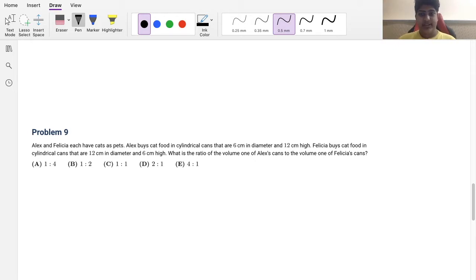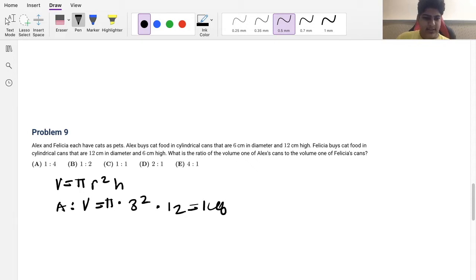Well, this problem is really simple if you just remember that the volume of a cylinder is equal to pi times the radius squared times the height. Now, here, since we're finding a ratio, it doesn't really matter if we use a radius or diameter, but let's just use a radius here. So for Alex, the volume is equal to pi, except diameter is 6, so radius is 3, so 3 squared, and then height is 12, which results in 108 pi.